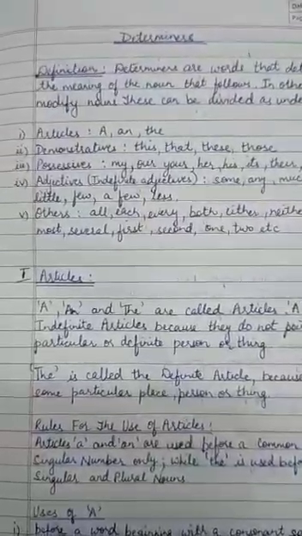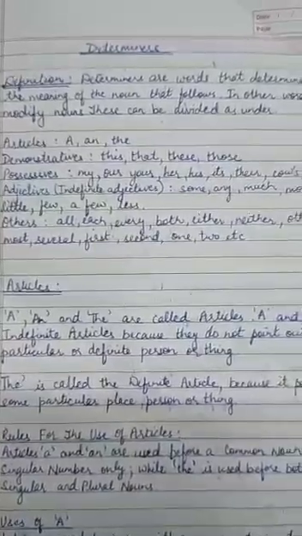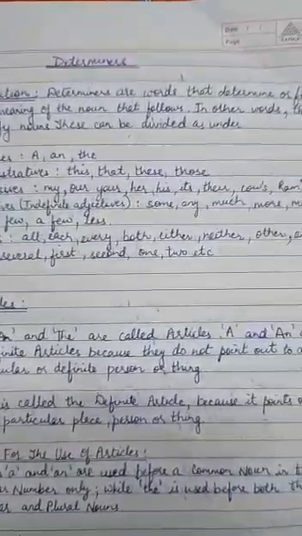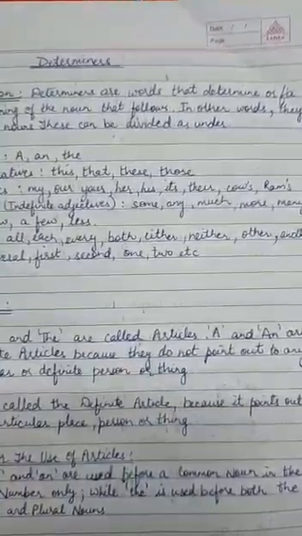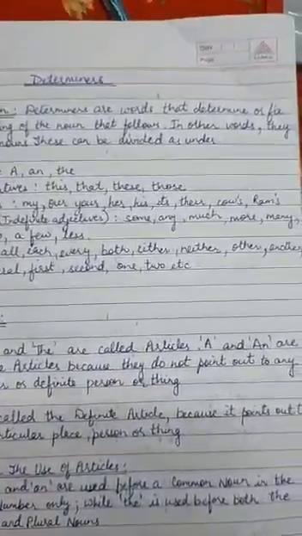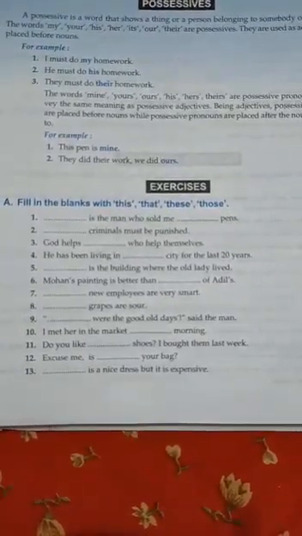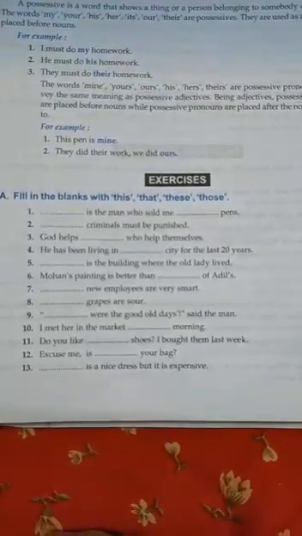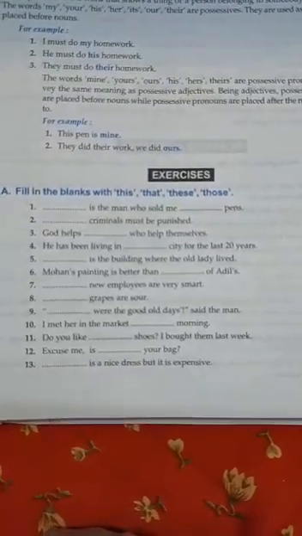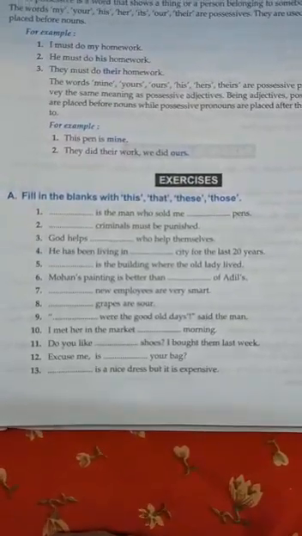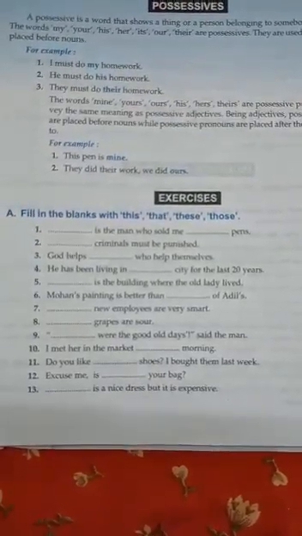Now the third kind of determiners are possessive determiners. The examples of possessive determiners are my, our, your, her, his, their, its, etc. Now what do you mean by possessives? A possessive is a word that shows a thing or a person belonging to somebody or something. Like the words that we have already discussed in the examples, my, your, his, her, its are possessives. They are used as adjectives and placed before the nouns.